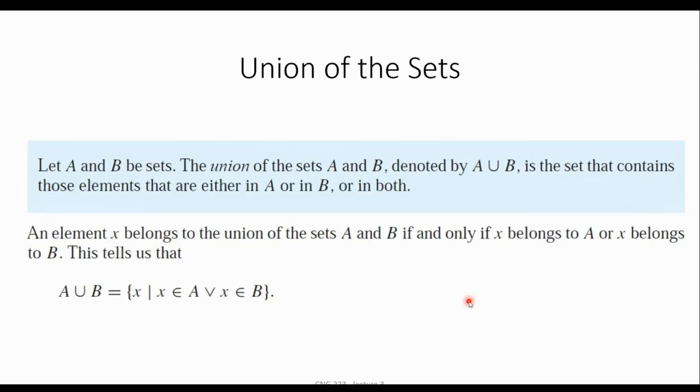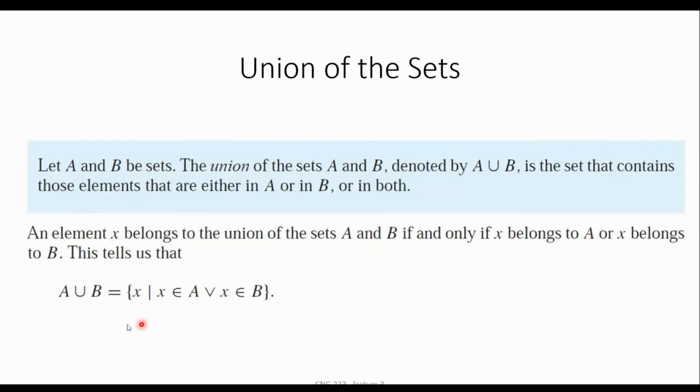So, one of the operations on sets is called union. This is very similar to the disjunction in logic that we talked about. The union of the sets A and B is denoted by this notation. And what do we mean by that? This is the set that contains those elements that are either in A or B or in both of them. So exactly the same situation as we had for disjunction.